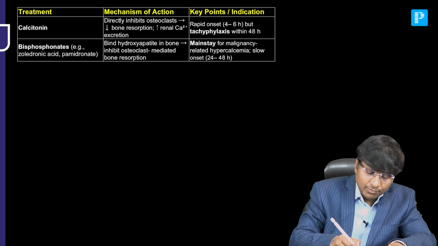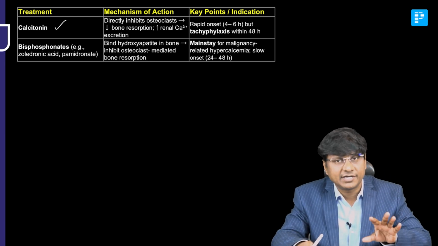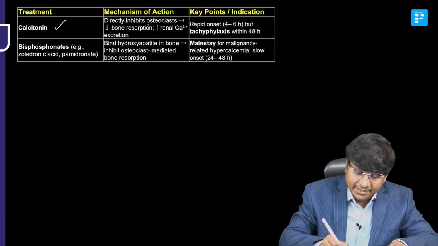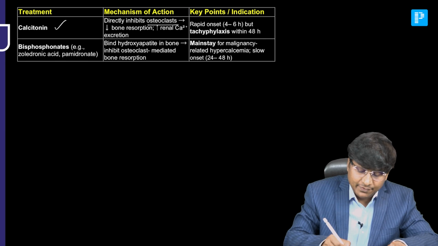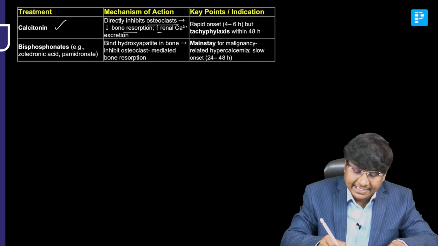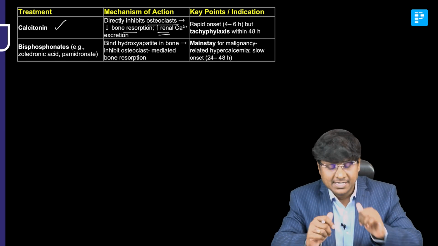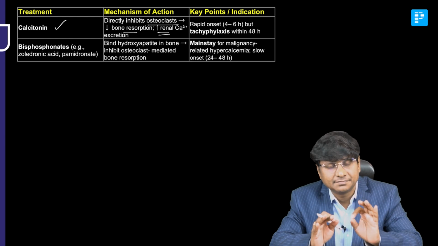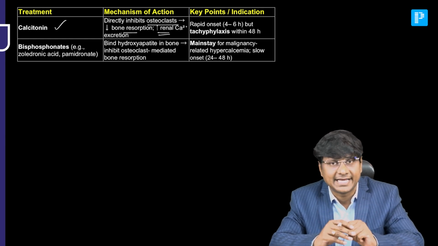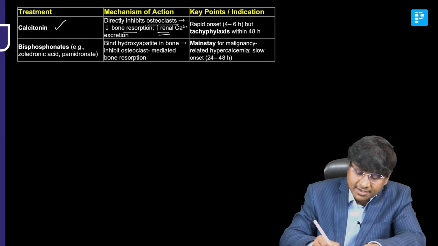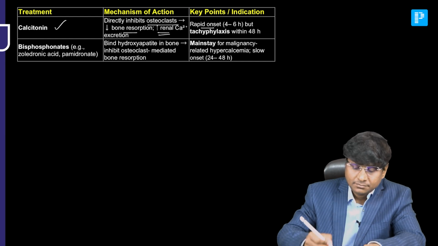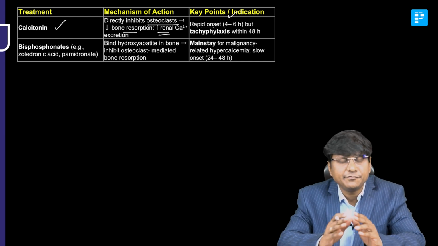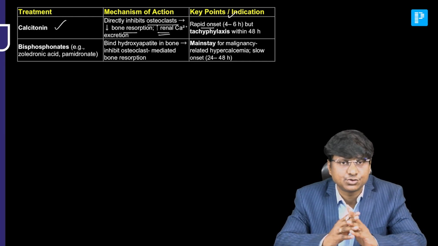Then another important molecule is calcitonin nasal spray. What will this do? This will directly inhibit the osteoclastic activity, and it will decrease the bone resorption, and it will increase the calcium excretion as well. That is how calcitonin will maintain the calcium. And calcitonin has a rapid onset of action, within 4 to 6 hours.